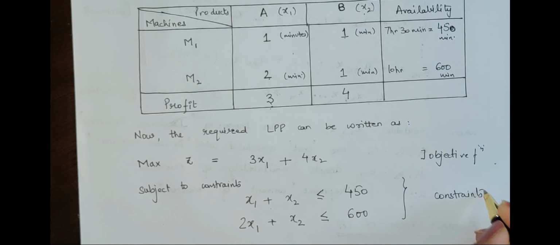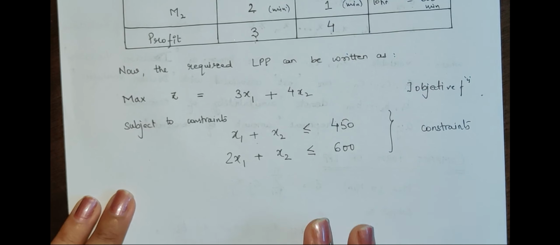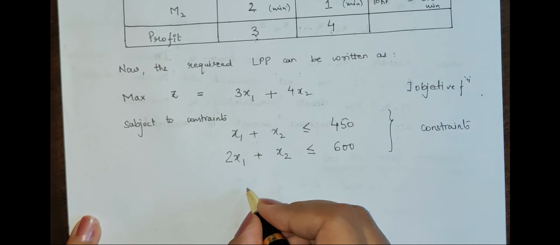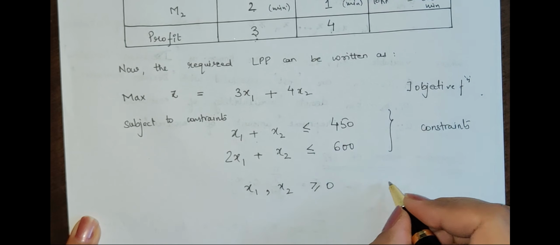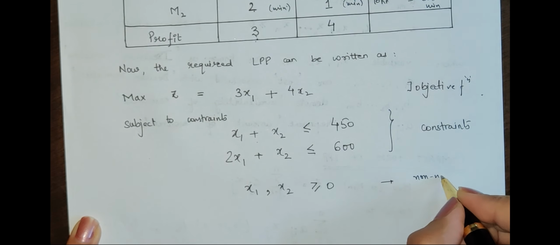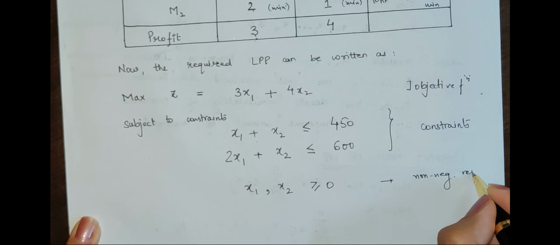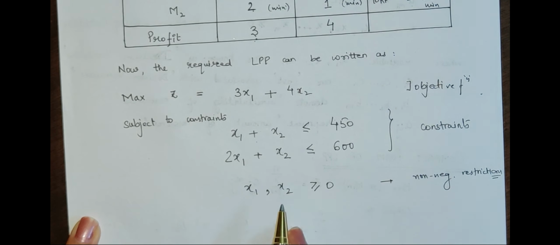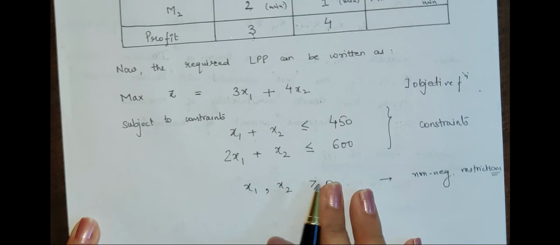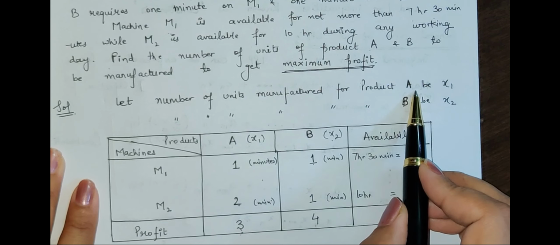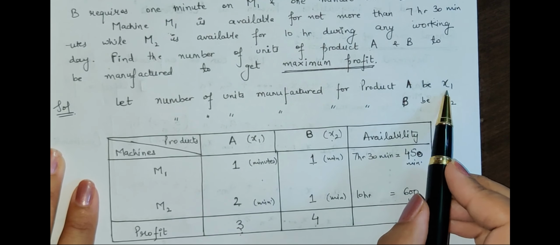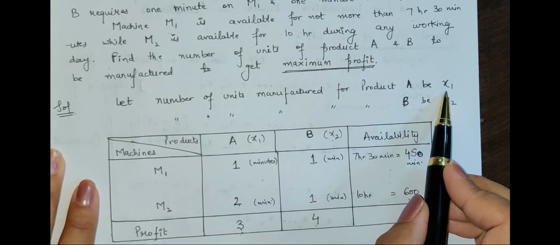And now, last but not the least, don't forget one more condition, that is my non-negativity restriction. That will be written like this: x1, x2 is greater than or equal to 0. This is my non-negativity restriction. And why is it required? Because x1 and x2 were representing the number of units manufactured for products A and B, and the number of units cannot be negative in nature. So that's why this has to be greater than or equal to 0.